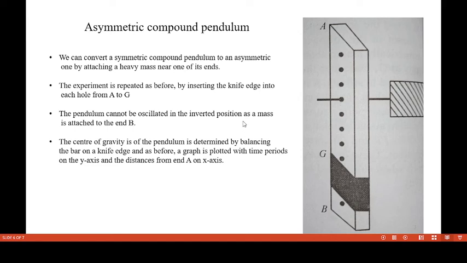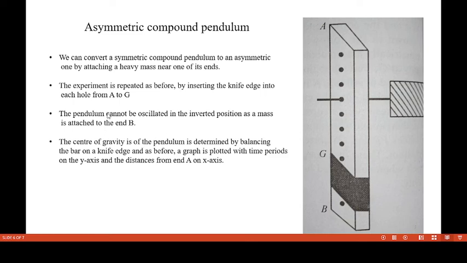Now, an asymmetric compound pendulum can be created by just attaching a heavy mass near one of the ends of the symmetric compound pendulum, which means shifting the center of gravity from the center of the bar to one of the edges. In the case of the symmetric compound pendulum, or the metallic bar that we have seen in the previous slides, the center of gravity was at the center, but here the center of gravity is shifted to one of the sides. We have done that by attaching some mass here.